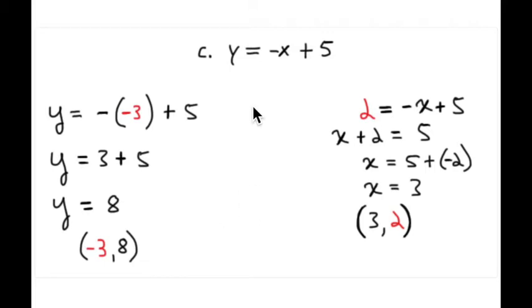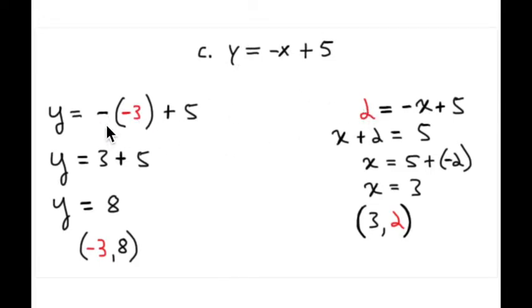This is equation C. Y equals a negative x plus 5. Now remember that this negative x means that the value, called the coefficient, the number that's right next to this x, is actually a -1. So that's going to be useful a bit later. So replace x with -3 and replace y with 2.